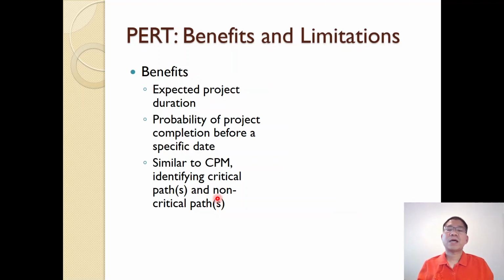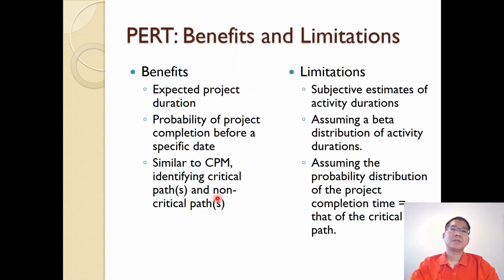And similar to the critical path method, we can identify the critical path and non-critical path, and of course the associated critical activities and non-critical activities. So those are the benefits of the program evaluation and review technique. They have limitations. The first is the subjective estimate of the activity duration. We need three estimates of the activity duration: pessimistic time, most likely time, and optimistic time. That can be subjective.